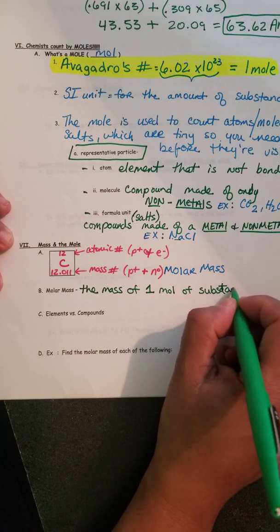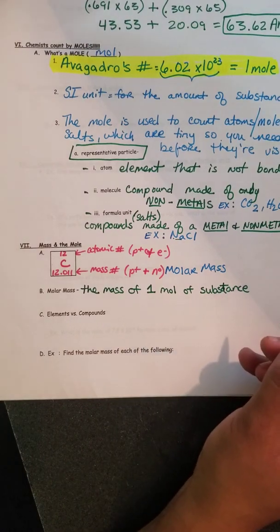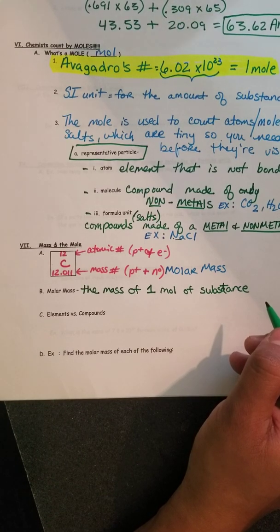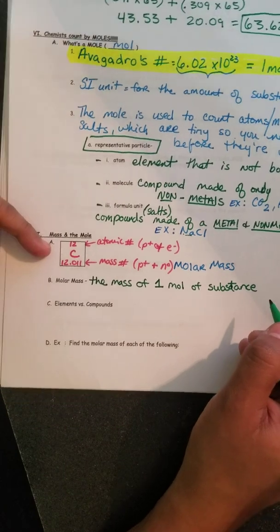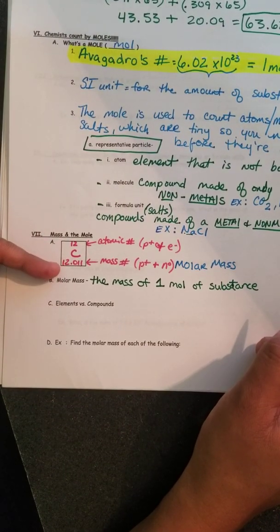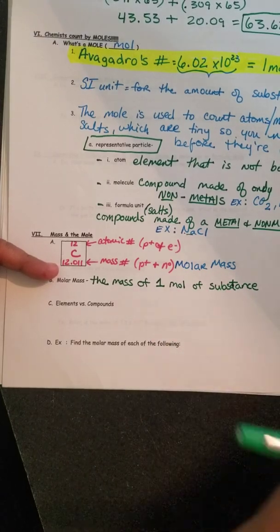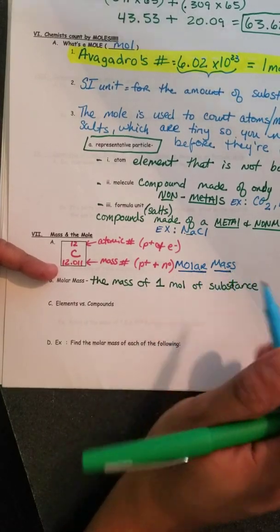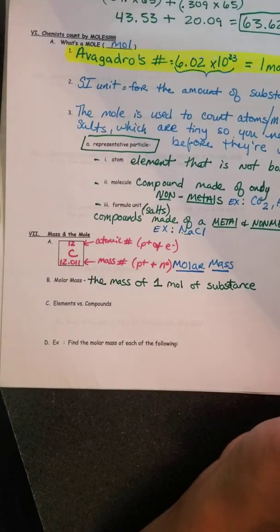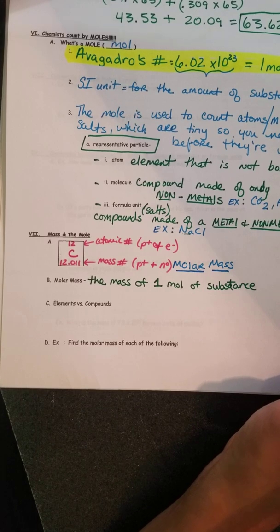Whether I'm talking about atoms, substances, molecules, or formula units, when I use the word molar mass, I'm talking about 1 mole of that substance. For example, if I'm only talking about carbon, just that element, this number, which is the mass number, is really the molar mass also for carbon. Now, if I'm talking about carbon dioxide, 12.011 is not going to be the molar mass.